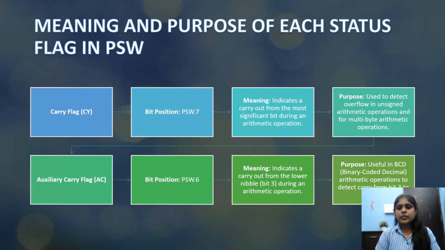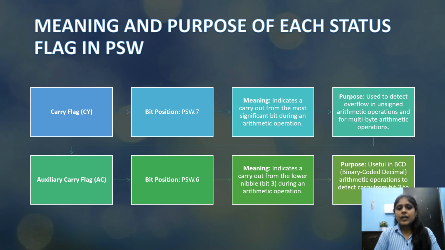Now we will go into detail about these flags in PSW. The first one is the carry flag. The position of this carry flag is PSW7, and the meaning of this carry flag is that it indicates a carry out from the most significant bit during arithmetic operation. And the purpose of the carry flag is that it is used to detect overflow in unsigned arithmetic operation and for multi-byte arithmetic operations.